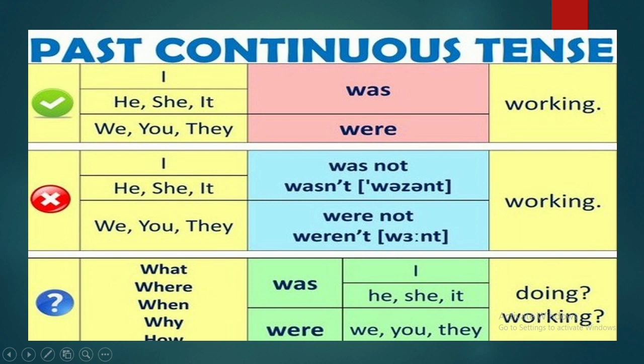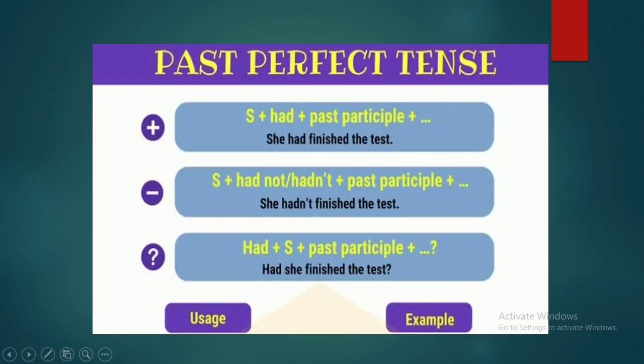Past continuous tense. In any continuous tense, we must use verb to be. Continuous means verb to be. In the past continuous tense, we use was or were plus gerund. In the negative, we add not, so it's wasn't or weren't. And in the question, we use was or were as a helping verb.